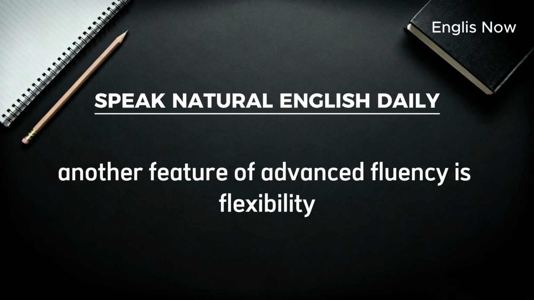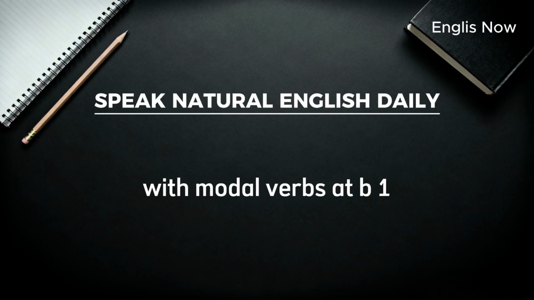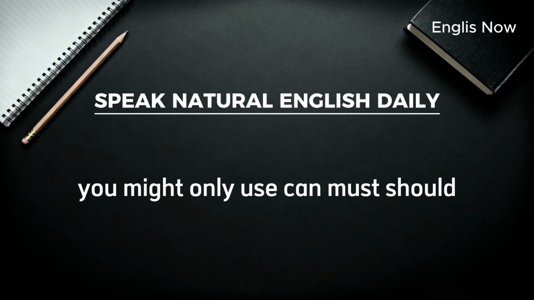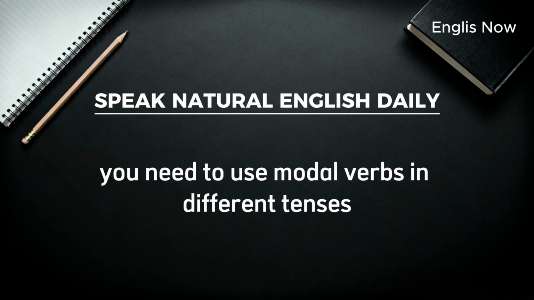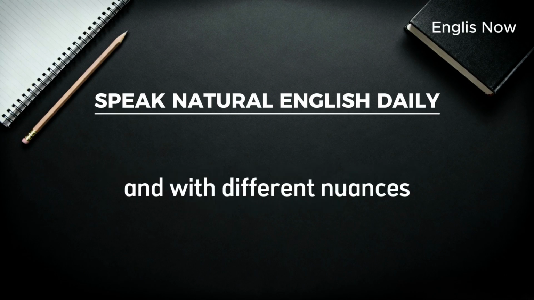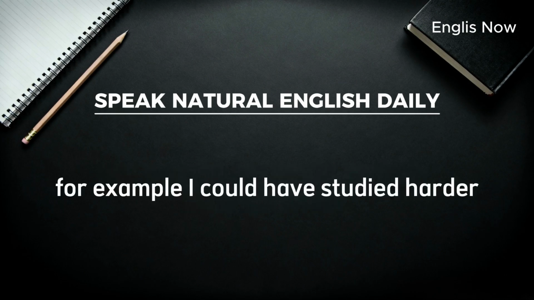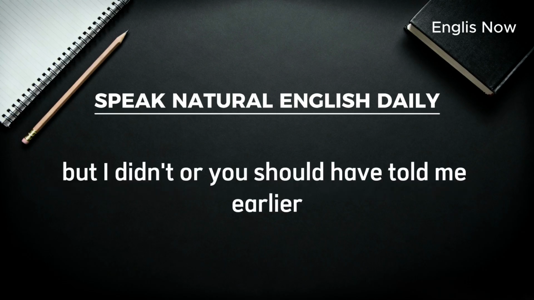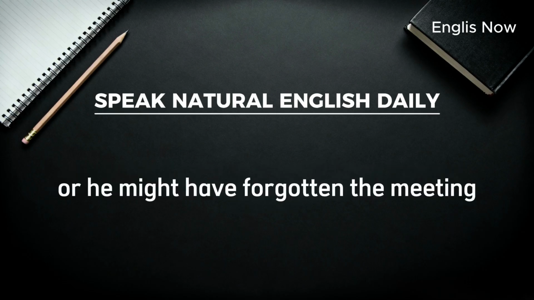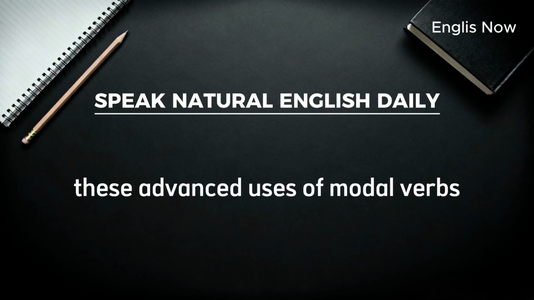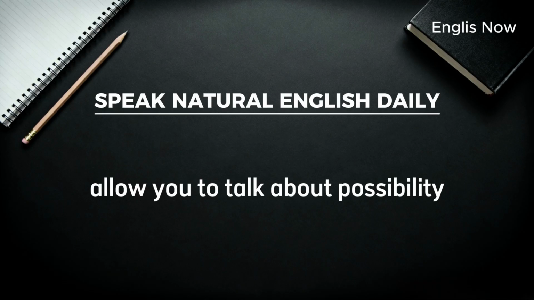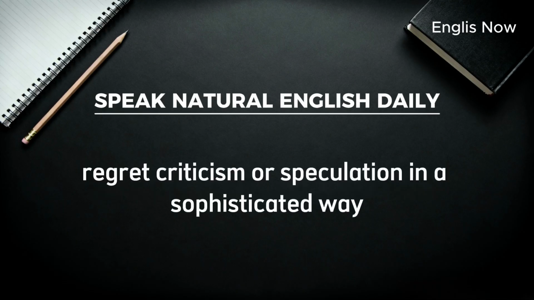Another feature of advanced fluency is flexibility with modal verbs. At B1, you might only use can, must, should. At C2, you need to use modal verbs in different tenses and with different nuances. For example, I could have studied harder, but I didn't. Or you should have told me earlier, or he might have forgotten the meeting. These advanced uses of modal verbs allow you to talk about possibility, regret, criticism, or speculation in a sophisticated way.